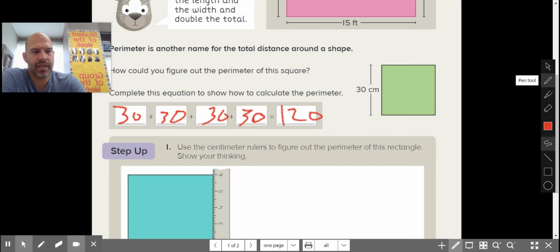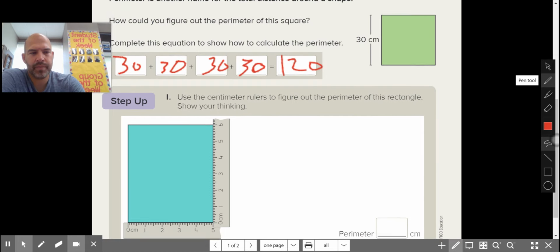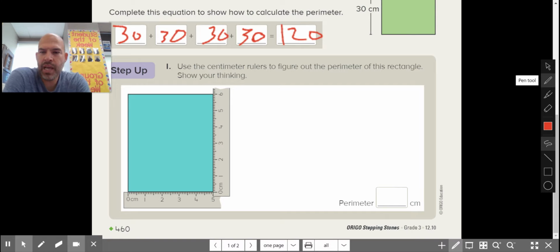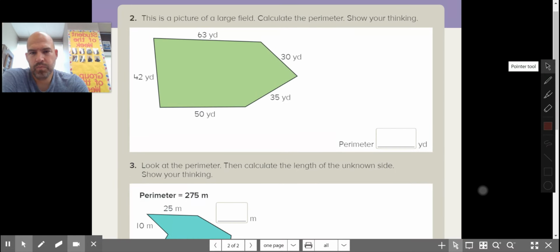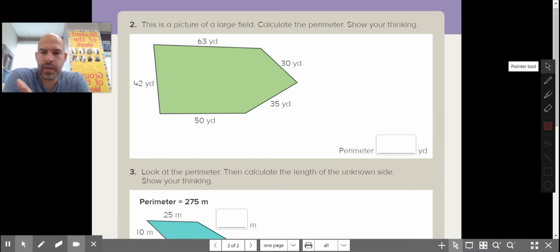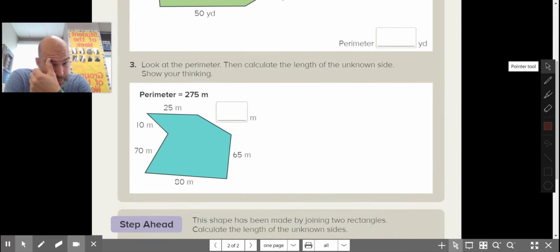Awesome. Now, guys, the next thing you're going to do here is on the step up, it says, use a centimeter ruler to figure out the perimeter of this rectangle. You have the measurements for both sides. Go ahead and find the perimeter. On the next one, you have some problems similar to what we had in our slides. You're going to find the perimeter of the shape, the pentagon, by adding up the sides. And it says, look at the perimeter, then calculate the length of the unknown side.